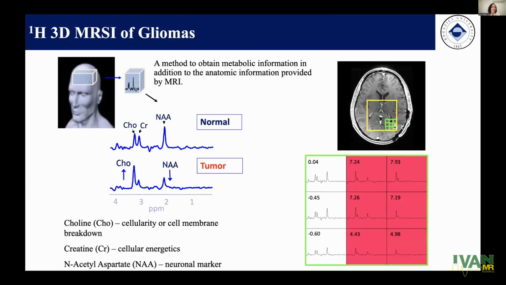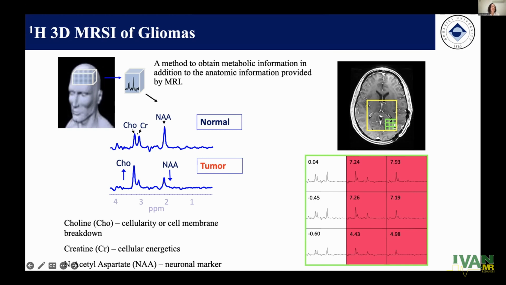Next is MR spectroscopic imaging of gliomas. We can obtain metabolic information from multiple voxels, in addition to the anatomical information that we get. Choline is a marker of cellularity or cell membrane breakdown. Creatine represents cellular energetics, and NAA is a neuronal marker.